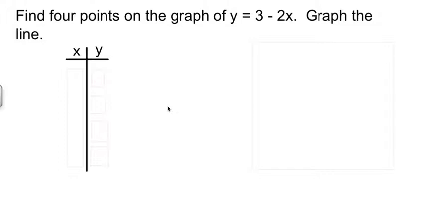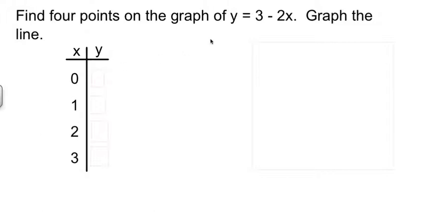Then the last thing they're going to throw at us is to ask us to find points that are on the graph of a certain line, and then to actually make that graph. So we have y equals 3 minus 2x. When they tell us to find a certain number of points, they're saying to make an xy table. And we get to pick whatever x's we choose. I'm going to pick some simple x's, 0, 1, 2, and 3.